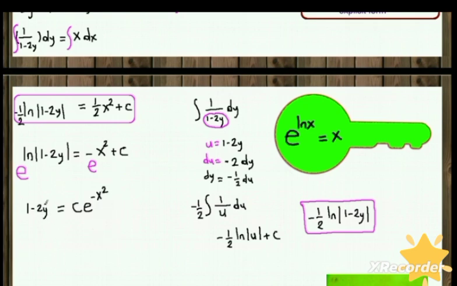Now we need to completely isolate y. Subtract 1 from both sides, so negative 2y equals c e to the negative x squared minus 1, and divide both sides by negative 2, so you get y equals negative c times e to the negative x squared minus 1 over 2. So this is our explicit form.